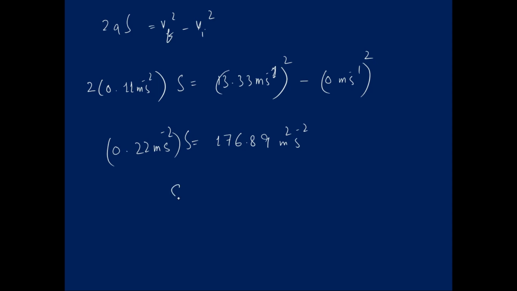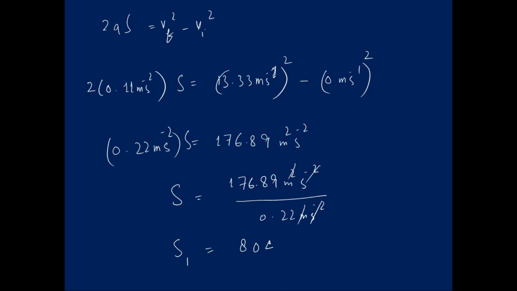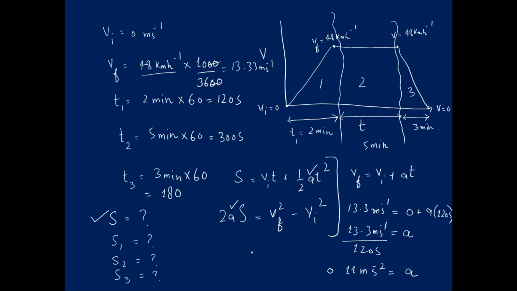Now s is equal to 176.89 meter square per second square divided by 0.22 meters per second square. S1 is equal to 804 meters.